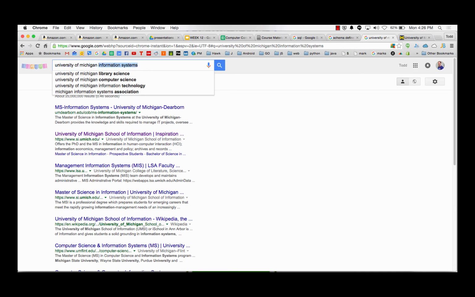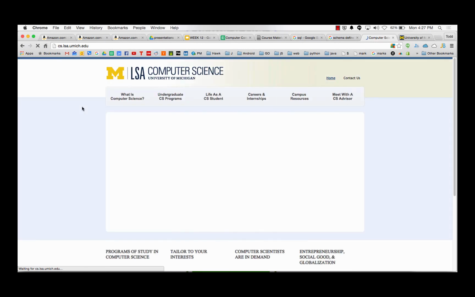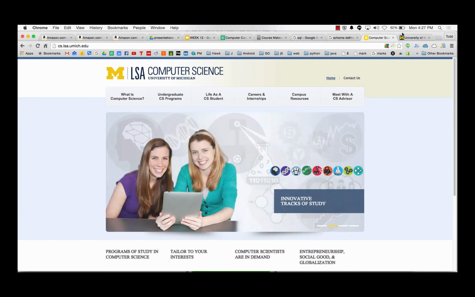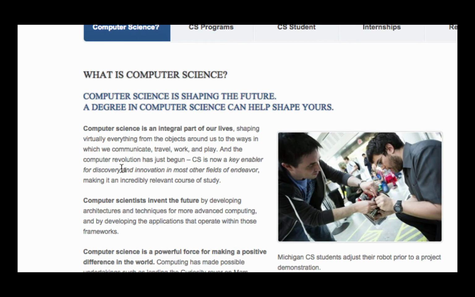Information systems, to me, is like the watered-down computer science. And I'm sure there are plenty of people who would take offense at what I just said. But just checking, what is computer science? Let's check that out. Computer science is awesome. It's shaping virtually everything.